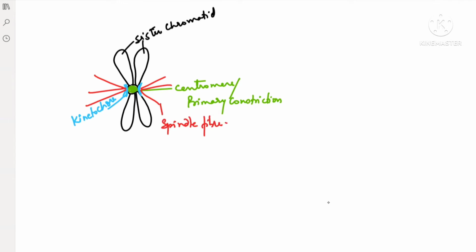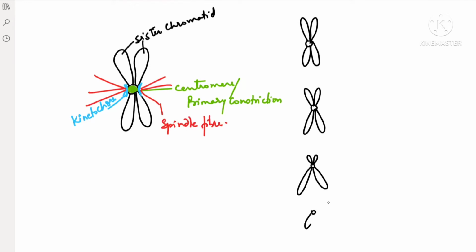Clear? Now, depending upon the position of the centromere: in this diagram, the centromere is exactly in the middle, so both arms of the chromosome are equal. In the next diagram, the arms are slightly unequal, one big and one a little small. In the next, one very small and one very big. And here it has reached the tip. This is known as metacentric, which will appear V shaped.